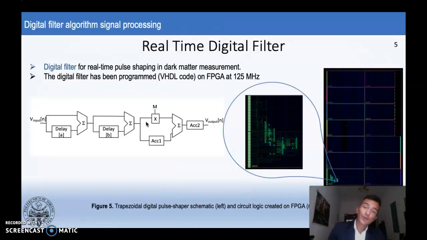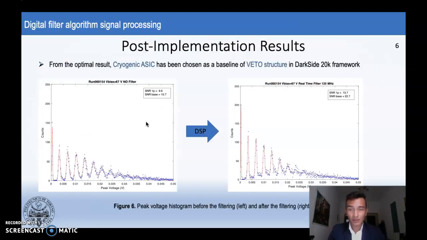Additionally, in order to improve this figure of merit, we implemented a real-time digital filter on FPGA at 125 MHz. The results are described in these two figures. This is the pre-filtering histogram, and after the application of the DSP, the figure of merit, the signal-to-noise ratio, was improved by around 50%.